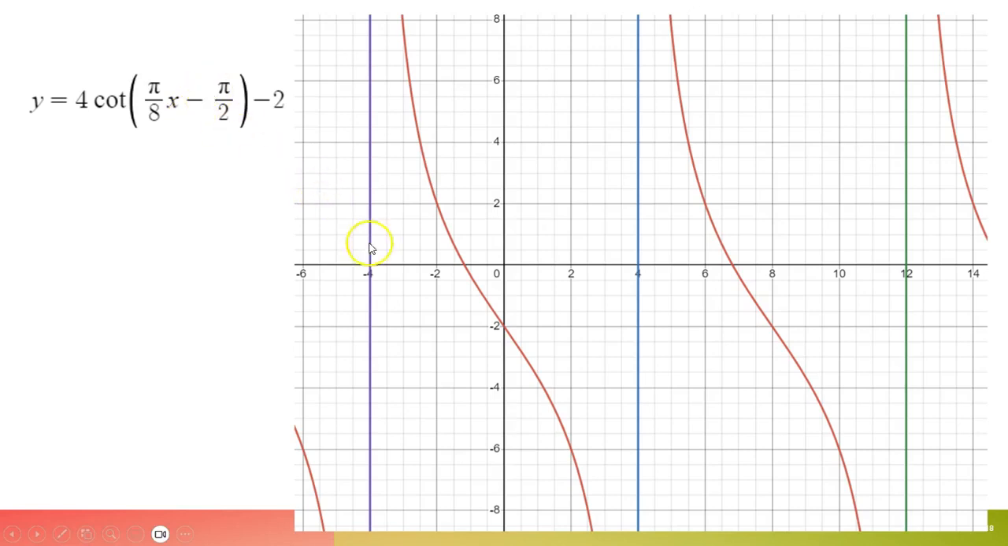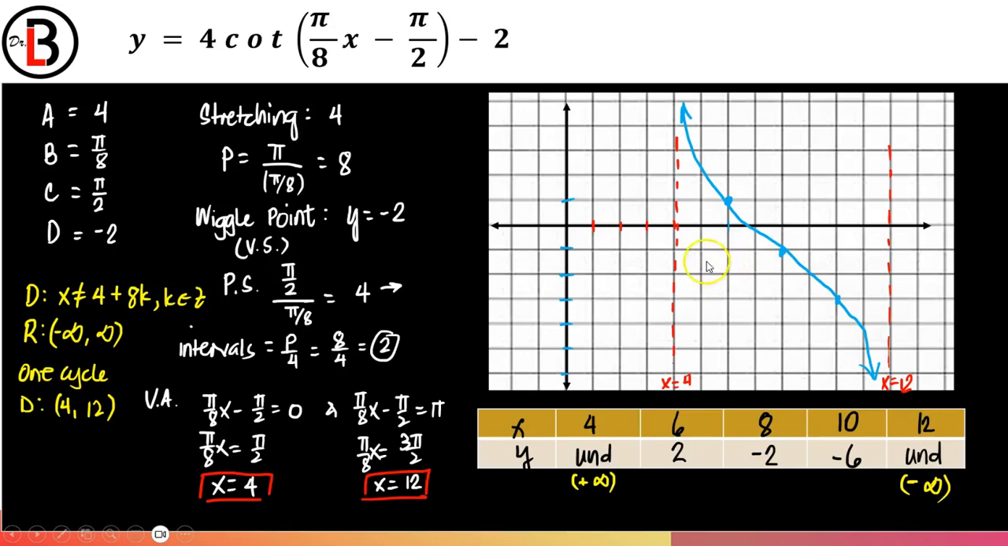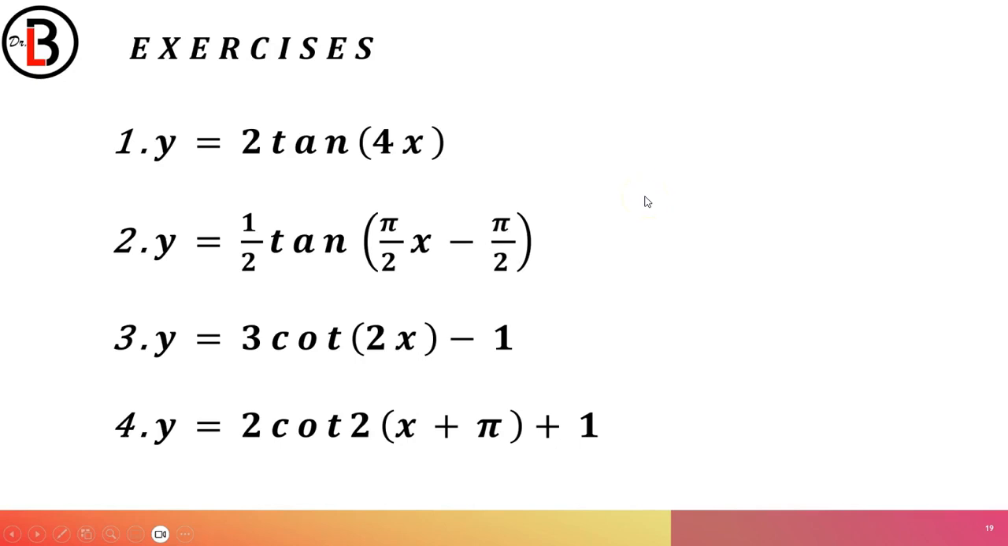You can see the asymptotes are negative 4, 4, and 12, similar to what we have. We have 4, and then we have 12. And then if you add another cycle, you'll have some graph here on the left. And then you add another cycle on the right, you'll have some graph on the right. So these are more examples.